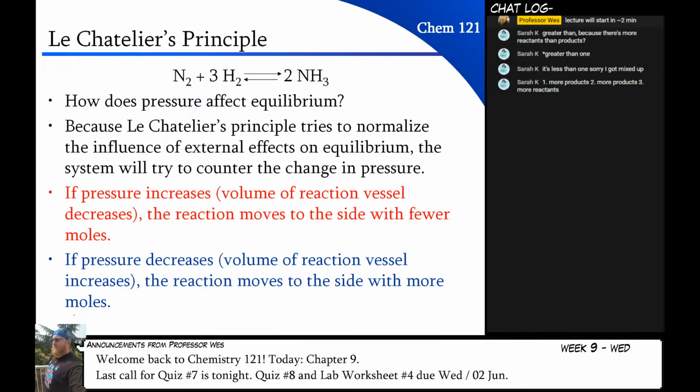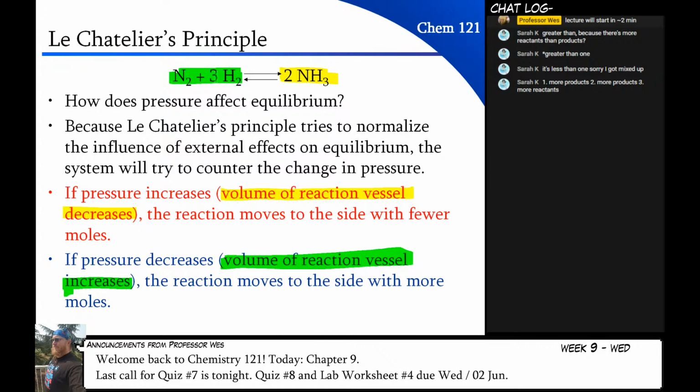So there's our summary. If pressure increases, the reaction moves to the side with fewer moles. Now, how do you increase pressure? You could add more gas, or change the volume of something, which is the example that we're going to typically stick to. If I decrease the volume of the reaction vessel, pressure increases. And in that case, the reaction moves to the side with fewer moles. So up here, that would be this side. But if the pressure decreases because the volume of the reaction vessel increased, we would move to the side with more moles, and that would be this side in this case.